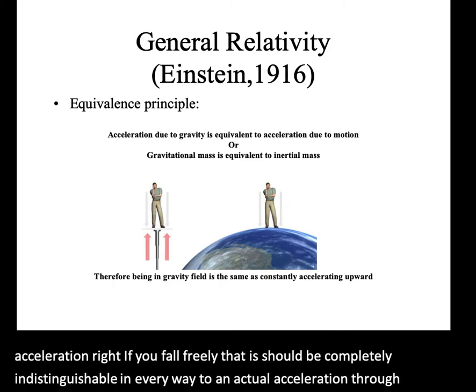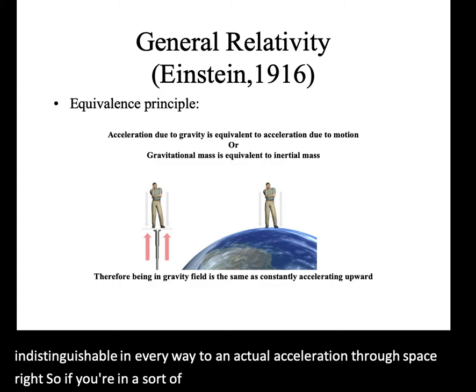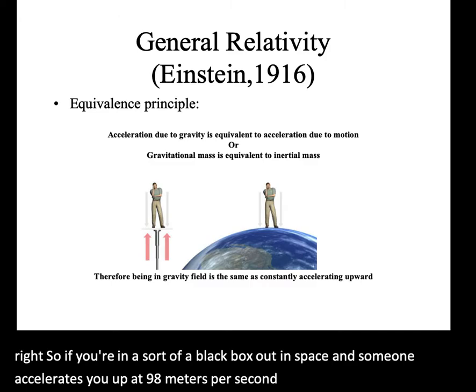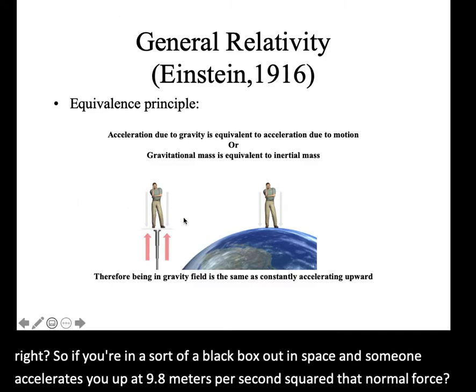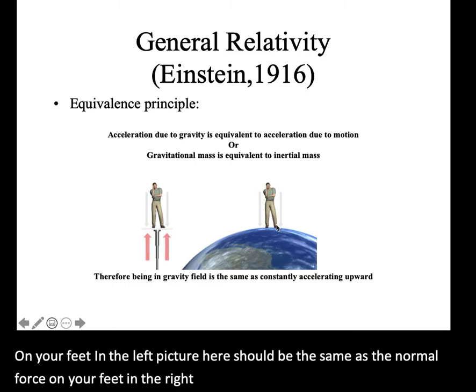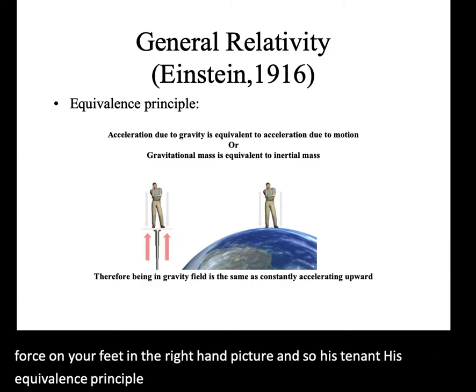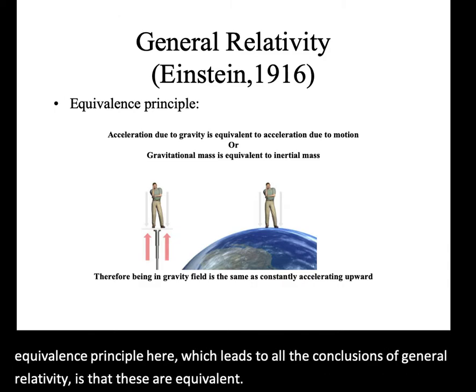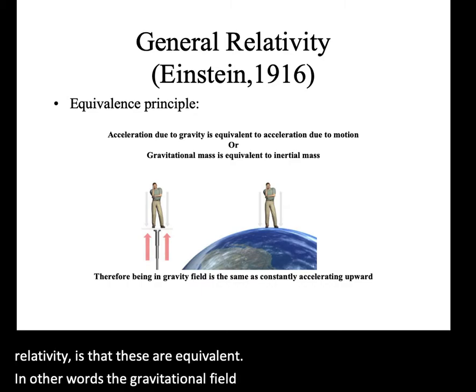So if you're in a black box out in space and someone accelerates you up at 9.8 meters per second squared, that normal force on your feet in the left picture here should be the same as the normal force on your feet in the right-hand picture. And so his tenet, his equivalence principle here, which leads to all the conclusions of general relativity, is that these are equivalent. In other words, that the gravitational field is simply just an acceleration.